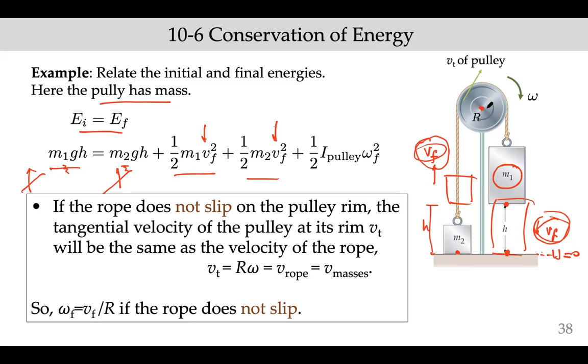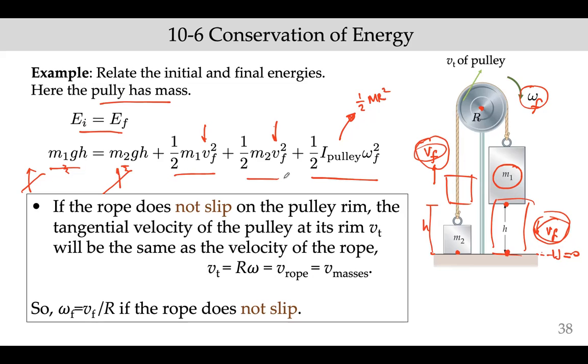Now what's left is the rotational energy. It has it, because it's rotating with some angular speed. Initially it was stationary, but now it's rotating with a final angular speed. We have to write its rotational kinetic energy. It will be 1/2 I pulley times final angular speed squared. Now for I pulley, you can look up the list, and because it's a disk, it will be 1/2 mr squared.